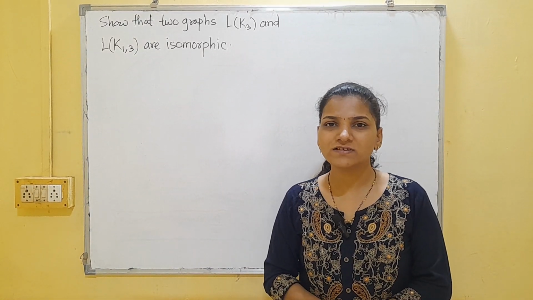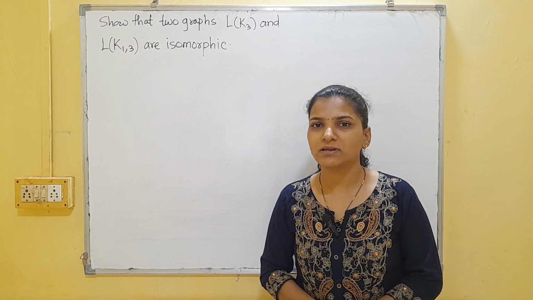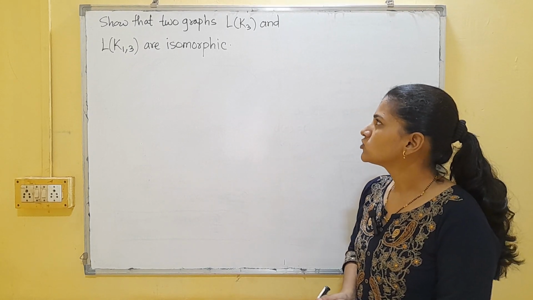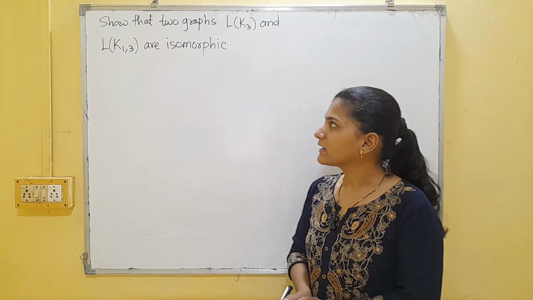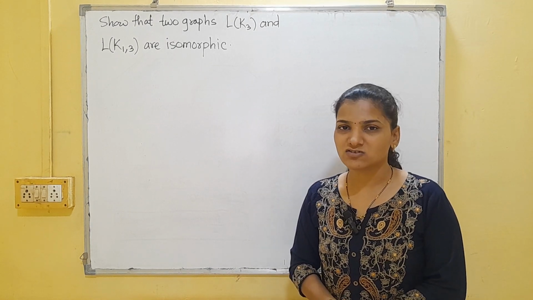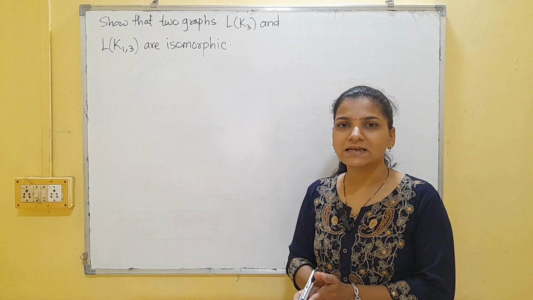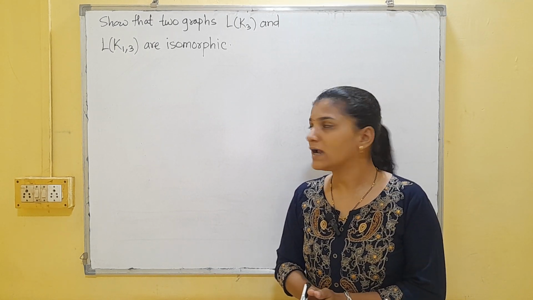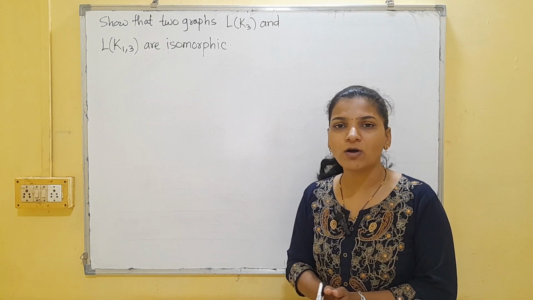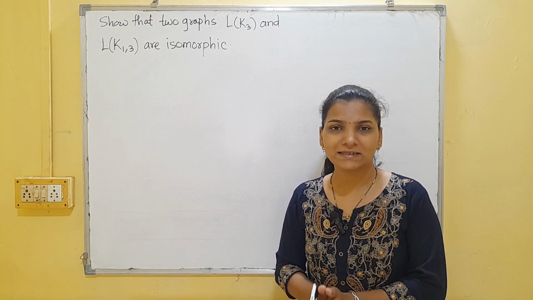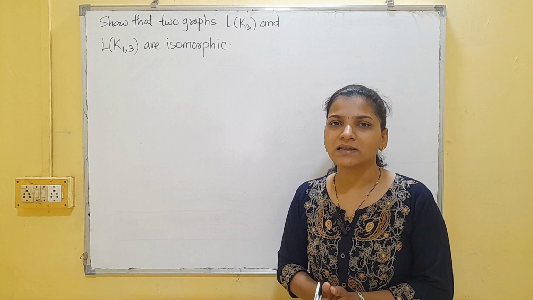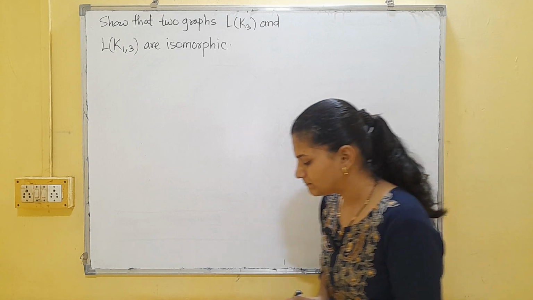Hello students, in today's video we are going to solve another example on line graphs. Show that two graphs L(K3) and L(K1,3) are isomorphic. First we have to draw line graphs. L(K3) means line graph of K3 and L(K1,3) means line graph of K1,3. First we will draw K3, K1,3 and then line graphs of both these graphs.